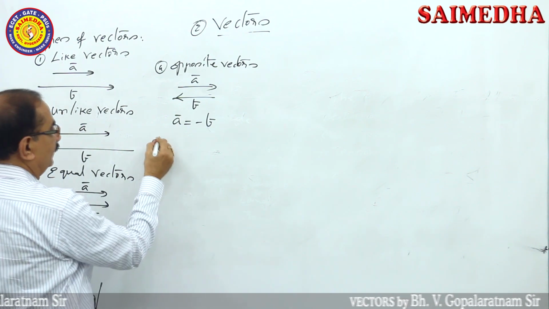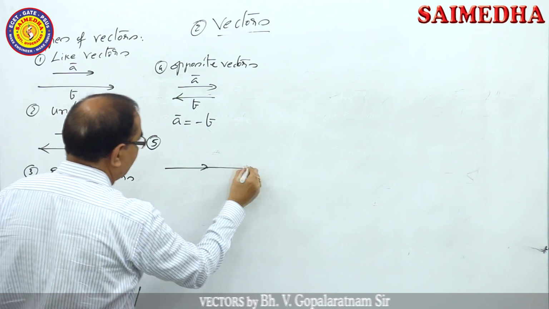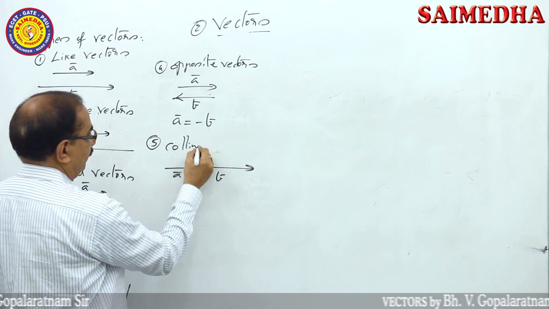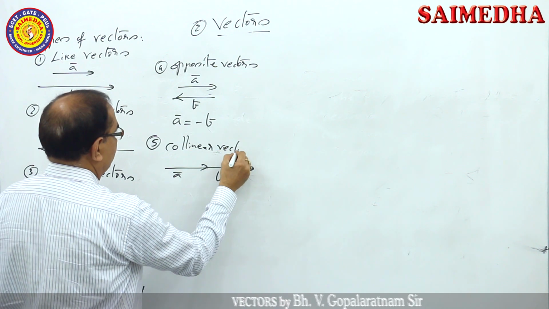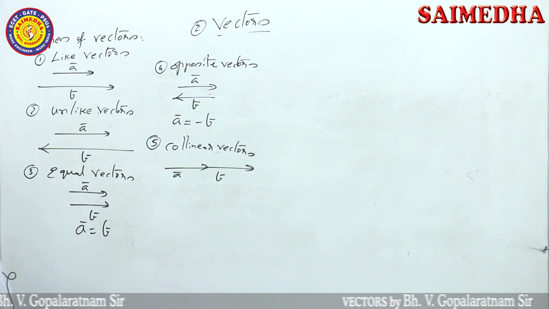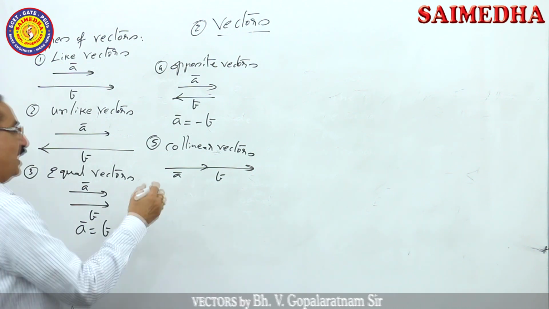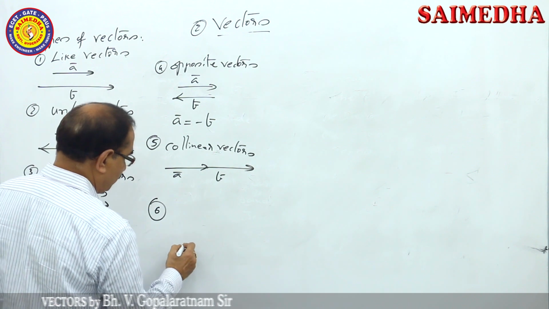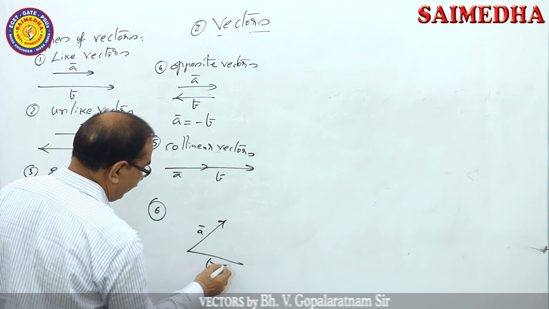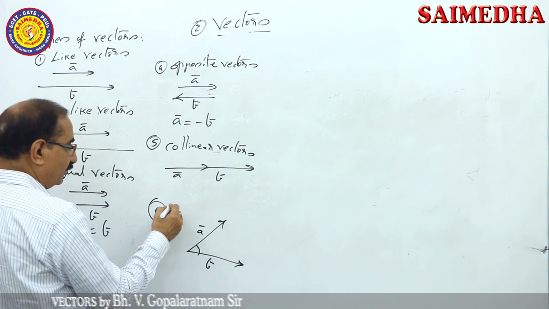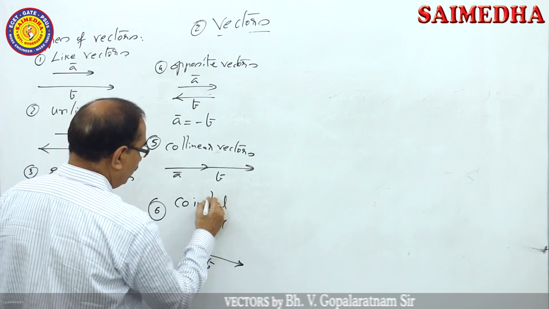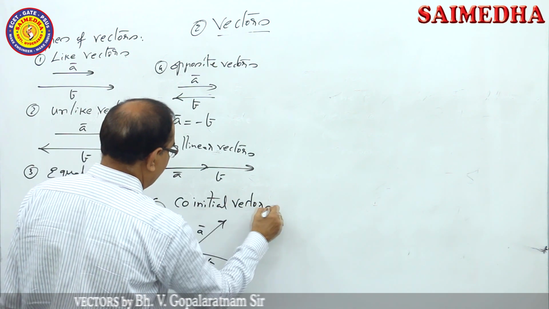And when two vectors are acting along the same line, they are collinear vectors. Of course, even though they are parallel, they are collinear vectors. And two vectors starting from the same point are called concurrent vectors, and co-initial vectors.